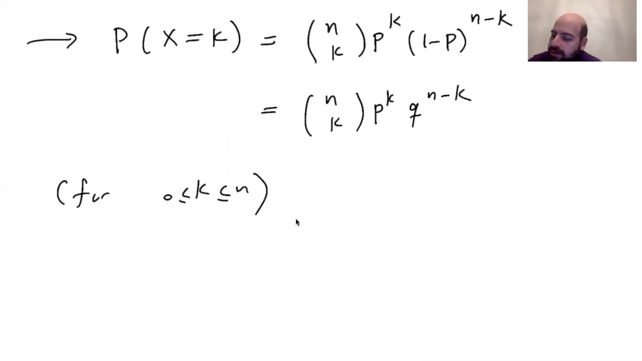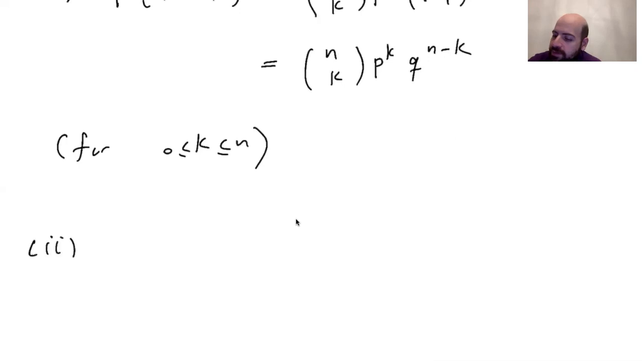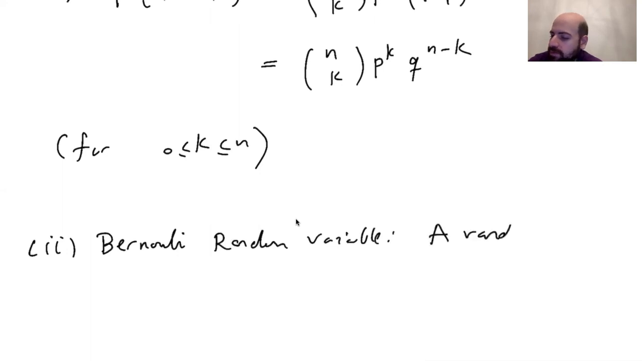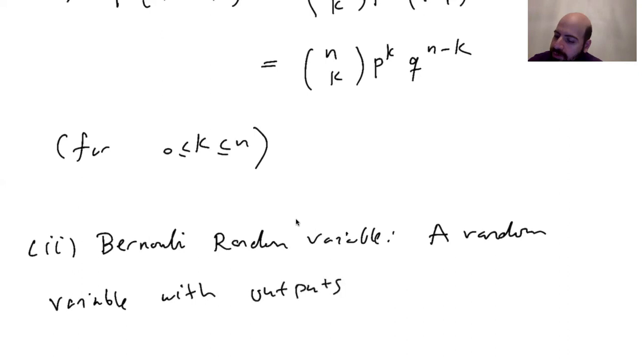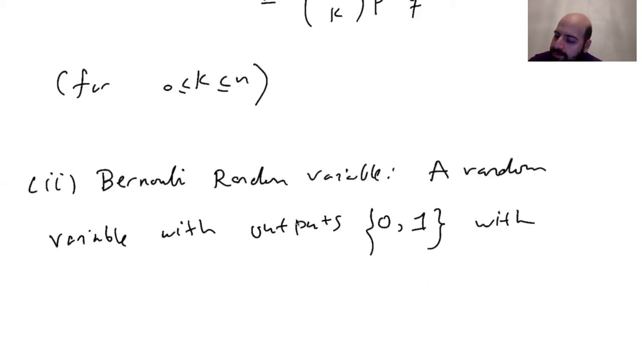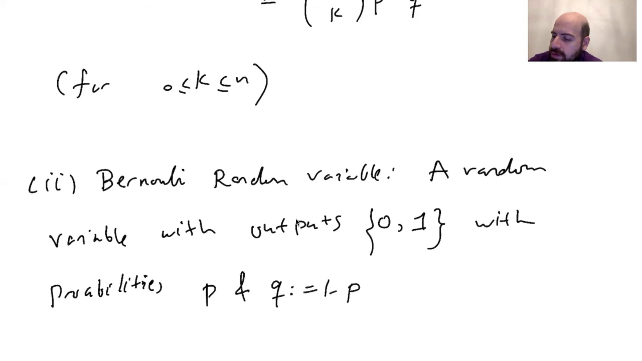All right, so another important type of random variable is the Bernoulli random variable, which is a random variable with outputs 0 and 1 with probability P and Q equals 1 minus P respectively.